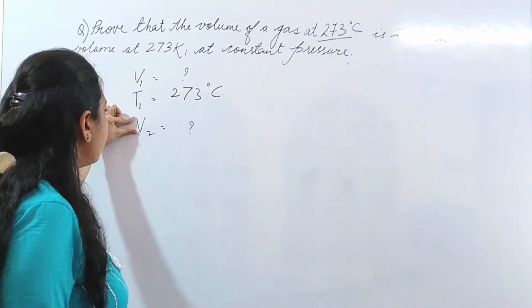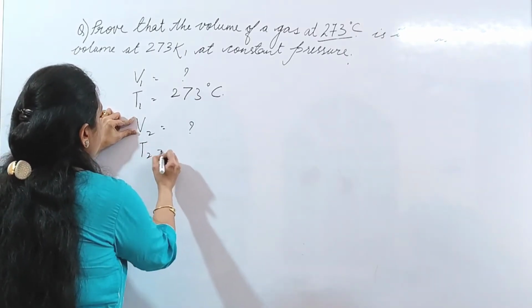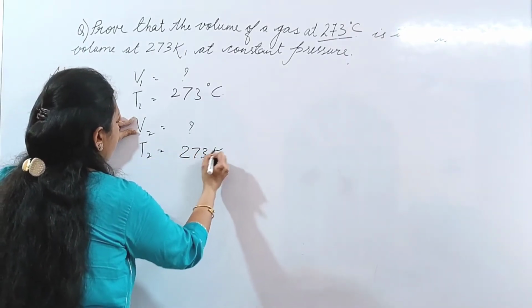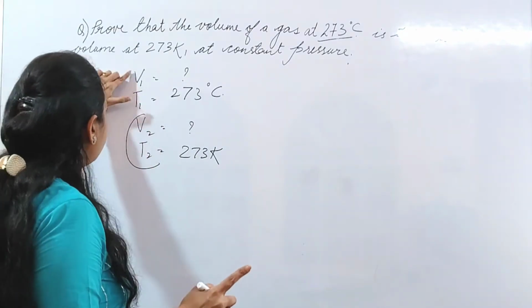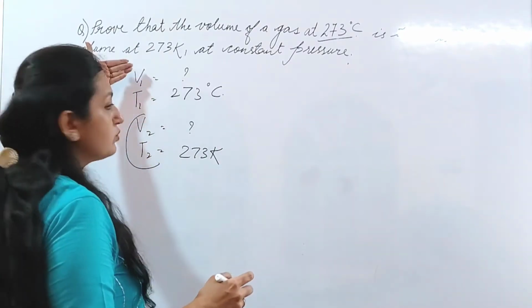जो भी volume 273 यानी T2 which is 273 Kelvin, ये V2 जो भी आने वाला है T2 पे, V1 इस volume का 2 times होना चाहिए.